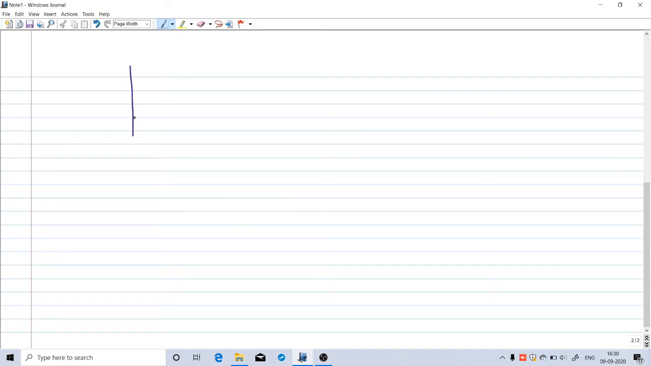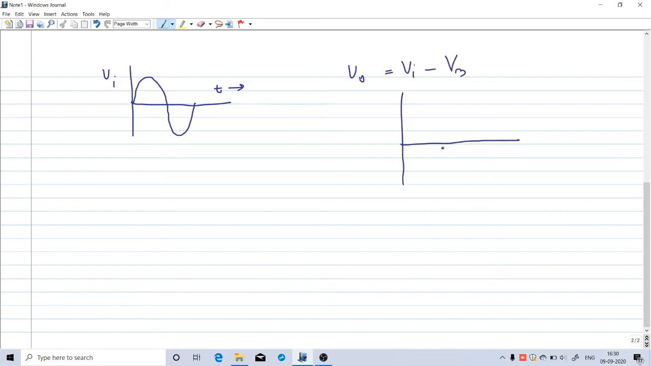Vi is a sine wave. Output is Vi minus Vm. So this 0 point will go to minus Vm. 0 minus Vm, so it will go to minus Vm. Then the maximum value here is Vm, so Vm minus Vm, it goes to 0. Similarly, you can see that the negative peak was initially minus Vm. Now it will go to minus Vm minus Vm. It is minus 2 Vm.